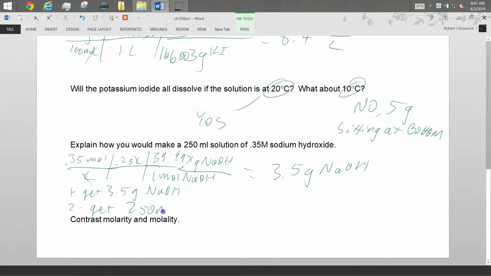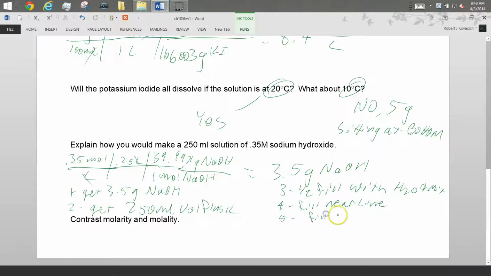Get a 250 milliliter vol flask. Three, you're going to want to half fill with water and mix, and then fill near the line. And fifth, fill to the line with a dropper.